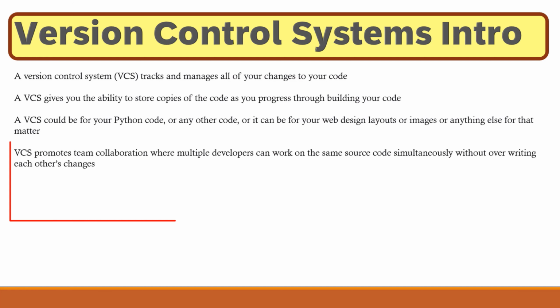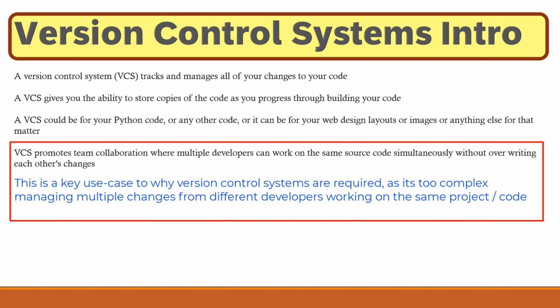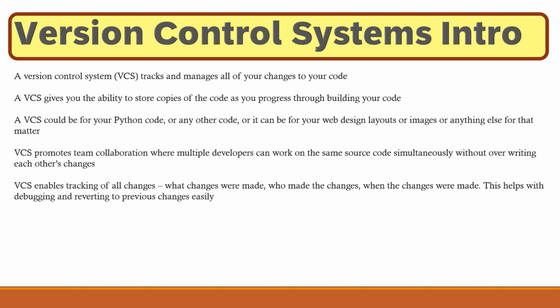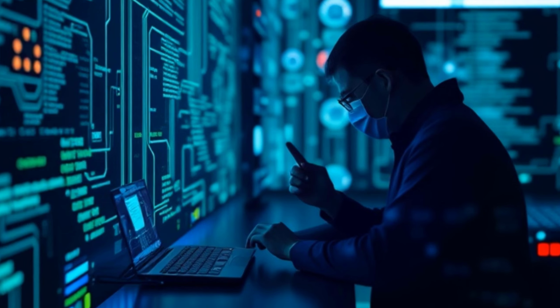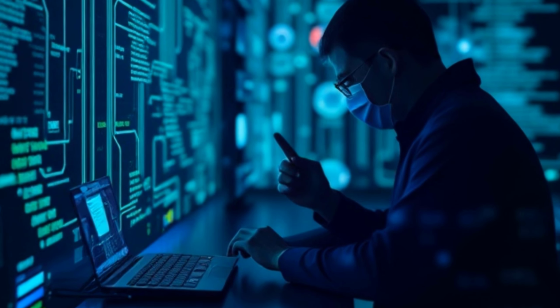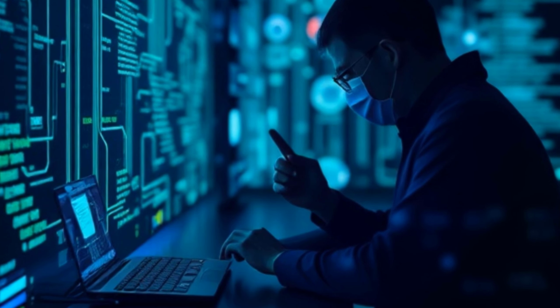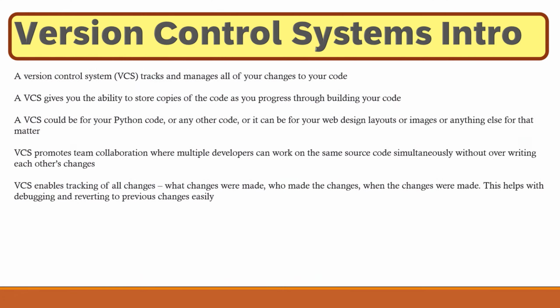And a version control system promotes team collaboration where multiple developers can work on the same source code simultaneously without ever overwriting each other's changes. So it manages conflicts with changes for you as well. A version control system enables tracking of all changes, what changes were made, who made the changes, when the changes were made. This helps with debugging and reverting to previous changes seamlessly or easily.